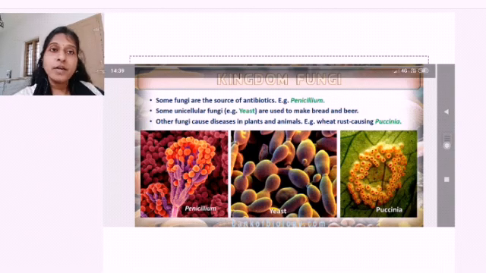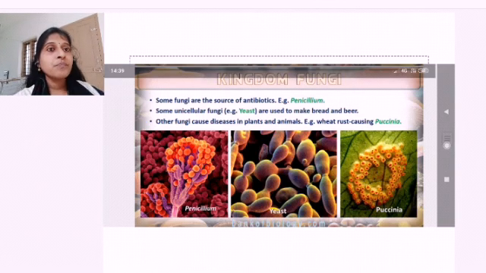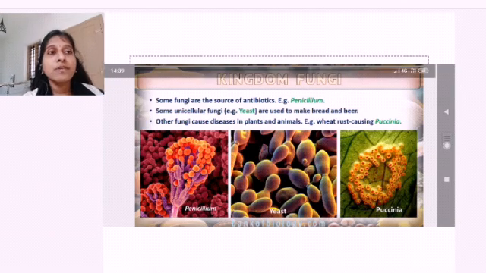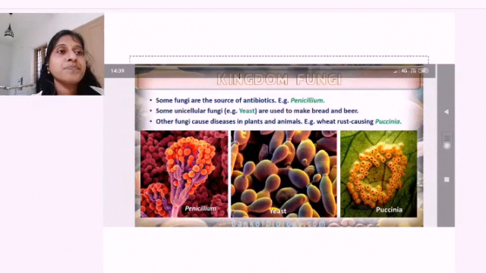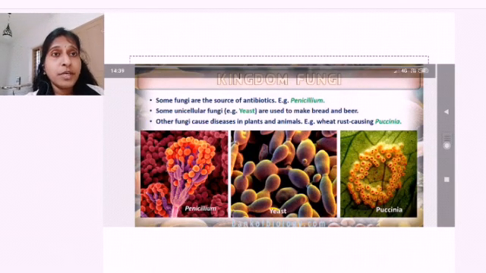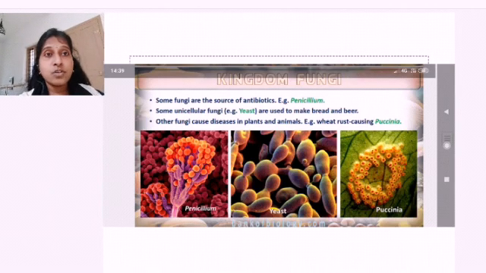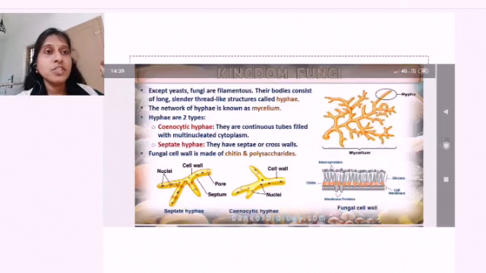So yeast is a fungus, right? It is used for making bread. It is used for making beer or any alcoholic drinks. Other fungi cause disease in plants and animals. An example of it is wheat rust caused by Puccinia. So that is again a disease-causing fungus. Diagrams are given, just go through them.